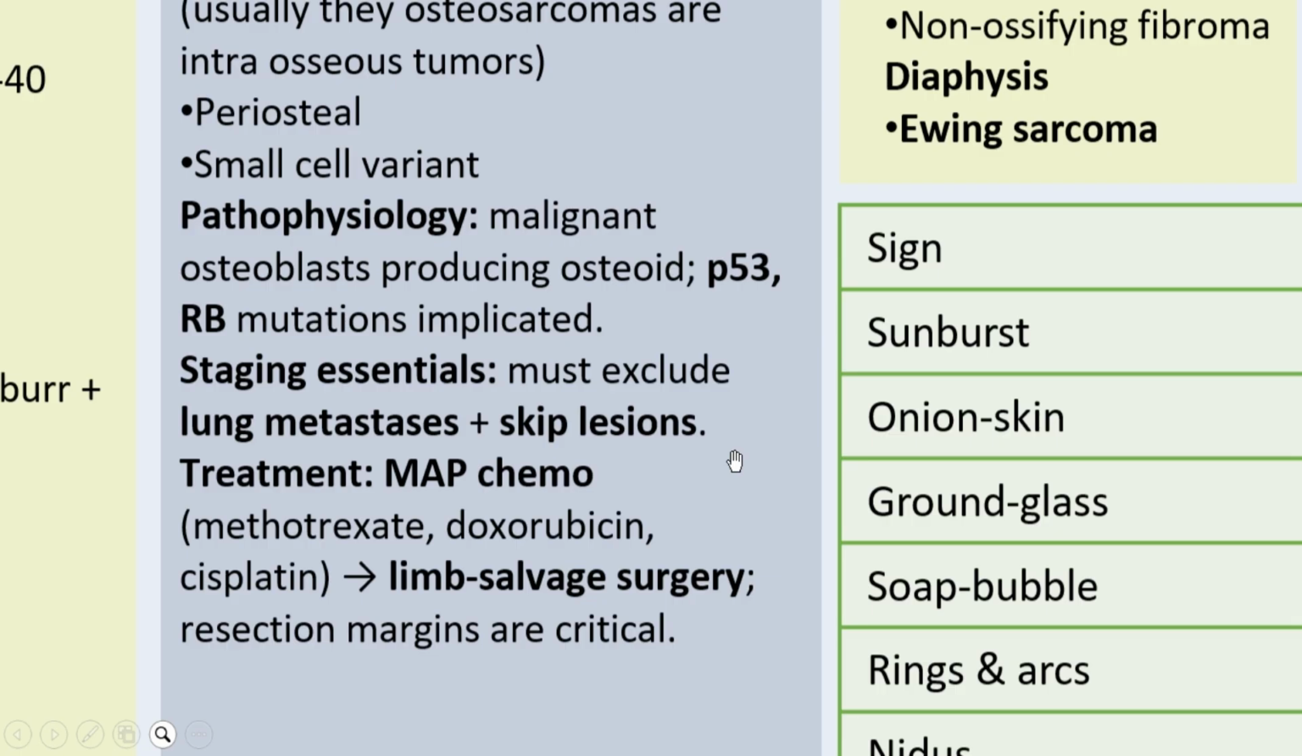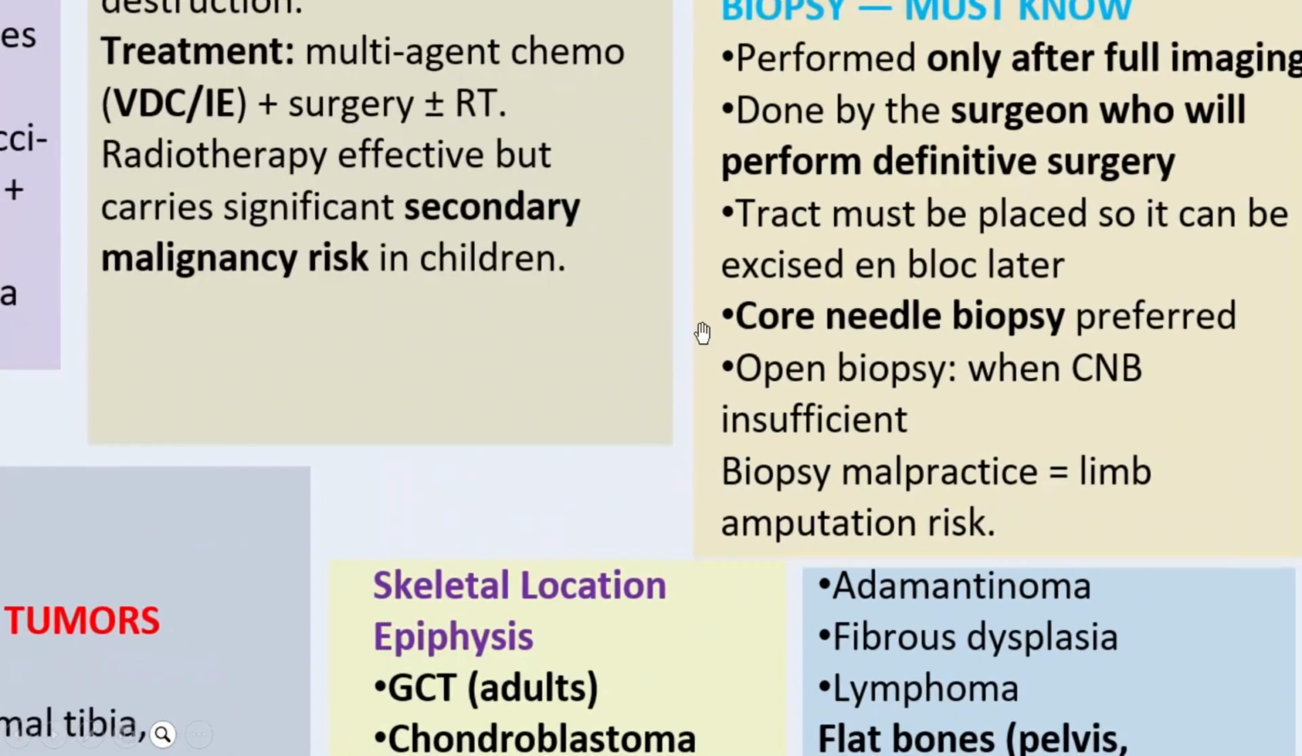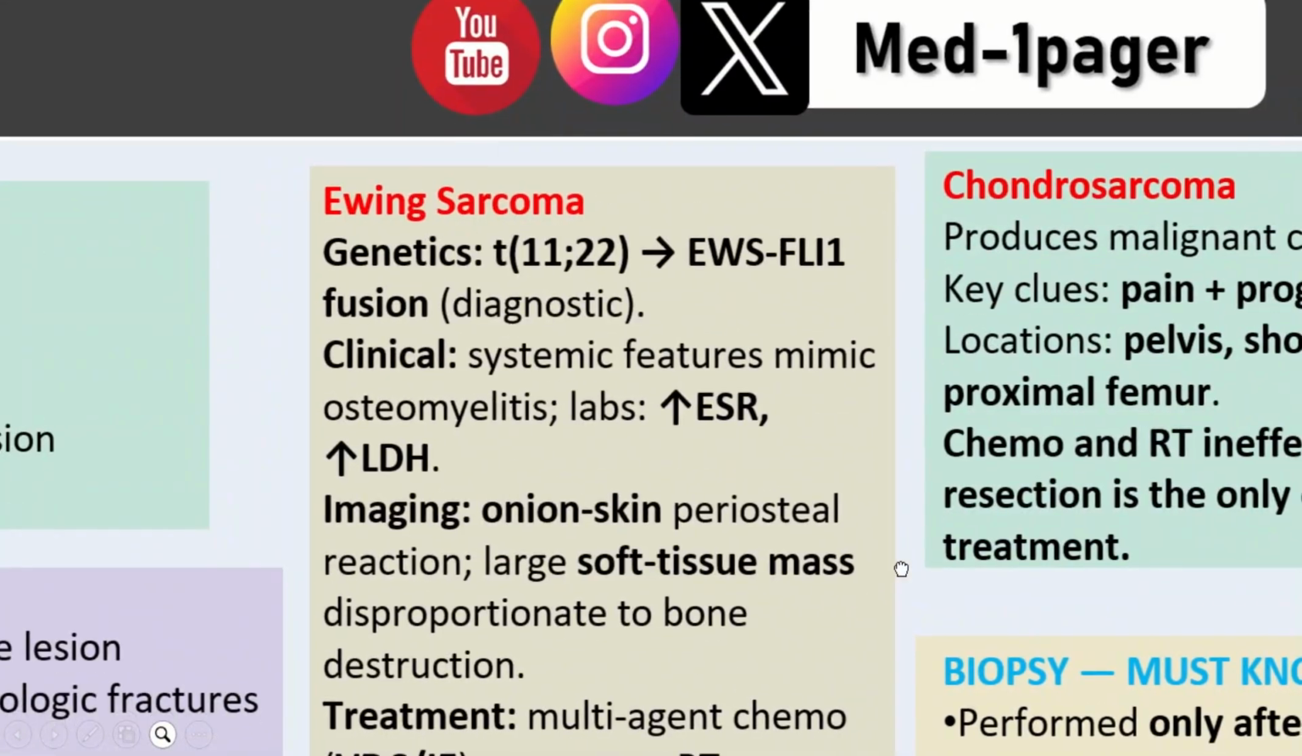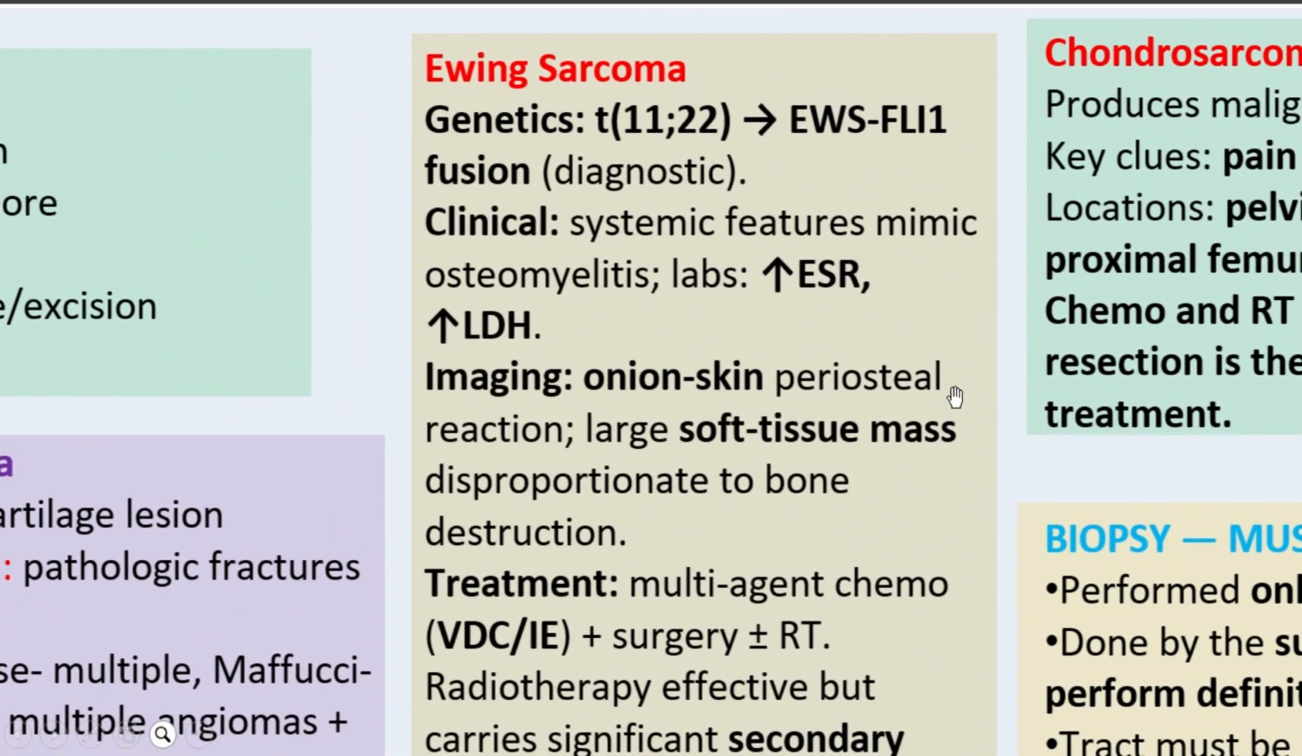You have to make sure you have a narrow node margin with this. Then the next tumor we're going to look at is the Ewing sarcoma, another common sarcoma within children. One of the most important things you have to remember is the genetic thing, the t(11;22). We have a translocation 11 to 22. Always remember that. Or what we call the EWS-FLI1 fusion. This is diagnostic. This is very important to remember for your examinations.